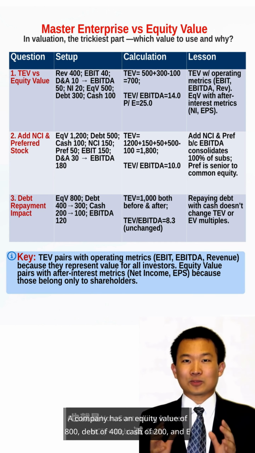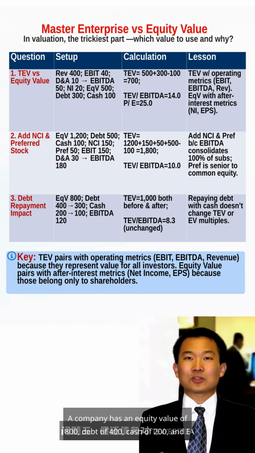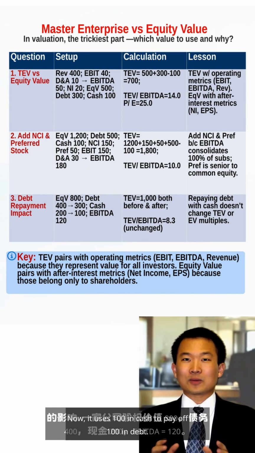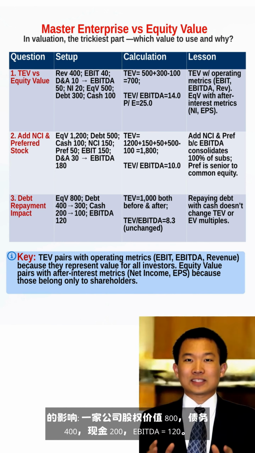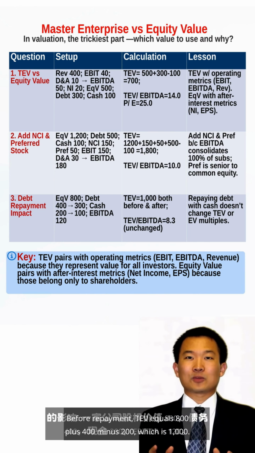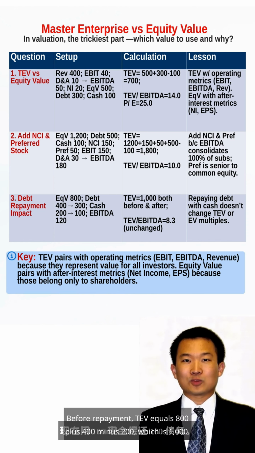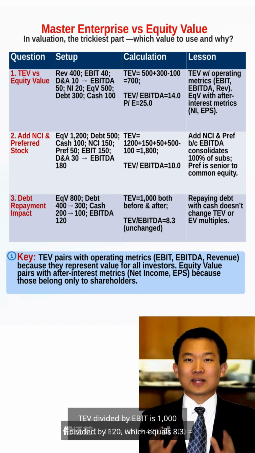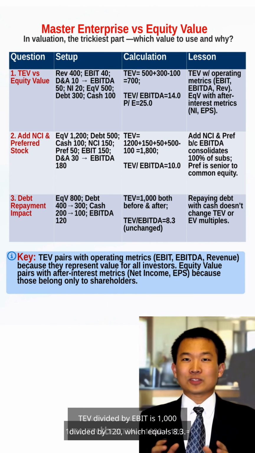A company has an equity value of 800, debt of 400, cash of 200, and EBIT of 120. Now, it uses 100 in cash to pay off 100 in debt. Before repayment, TEV equals 800 plus 400 minus 200, which is 1,000. TEV divided by EBIT is 1,000 divided by 120, which equals 8.3.